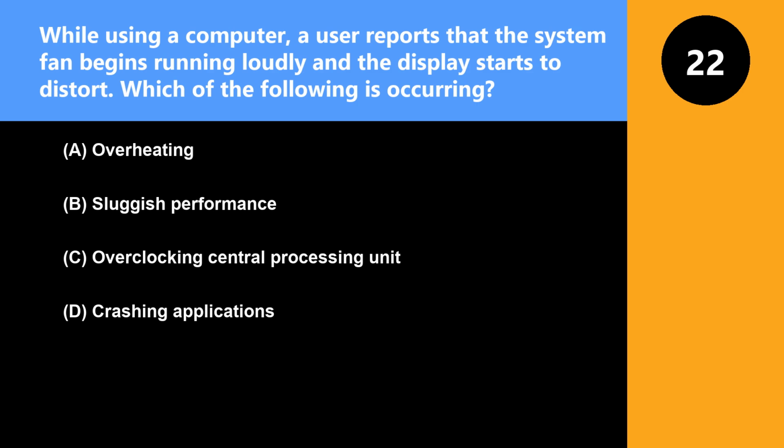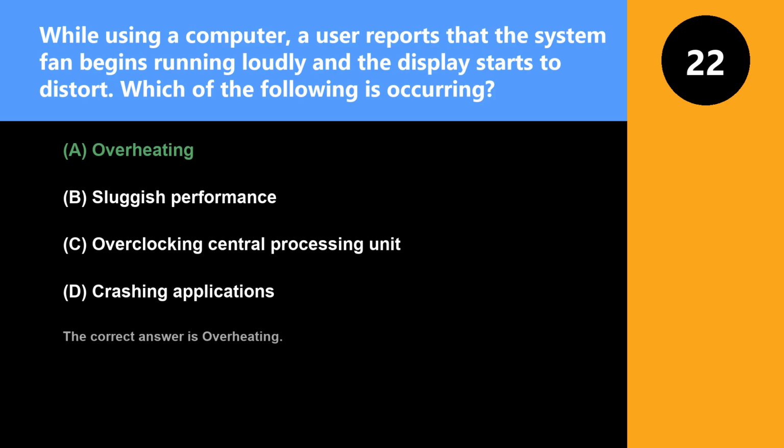Option A, overheating. Option B, sluggish performance. Option C, overclocking the central processing unit. Option D, crashing applications. The correct answer is option A, overheating.